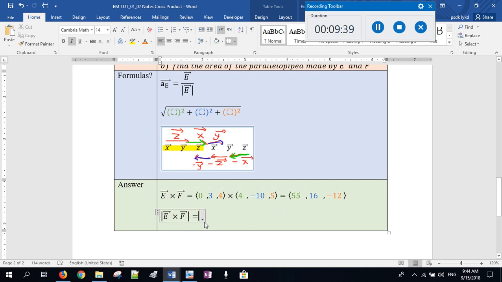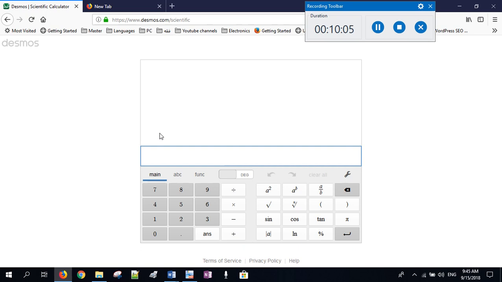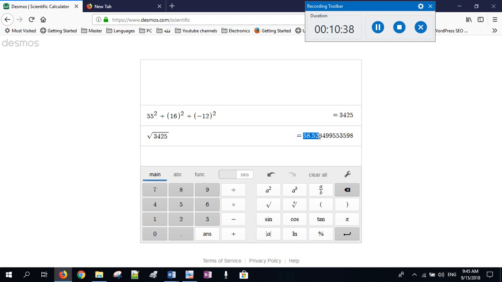Find the magnitude of it, so we find the unit vector later. The x component squared plus the y component squared plus the z component squared. 55, 16, 12. 55 squared plus 16 squared plus minus 12 squared, which will give us the square root of the total.